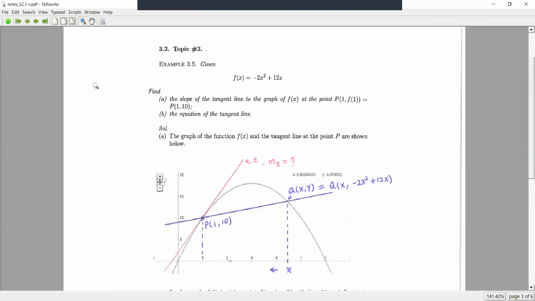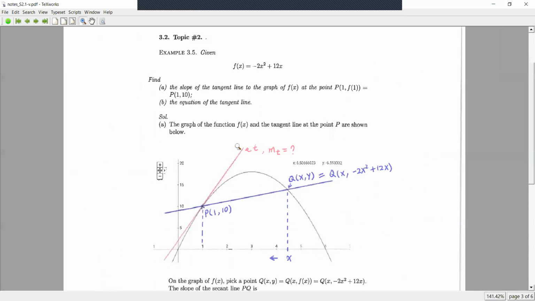Now, about this tangent line, we know only 1 point on it. The point is (1, 10). We don't know any other points on the tangent line. Say, for example, can you exactly tell me the x and y coordinates of this point? If you can, then I can tell you the slope of the tangent line. This is the difficulty of finding the slope of a tangent line. We know only 1 point on the tangent line, so we cannot use the slope formula.